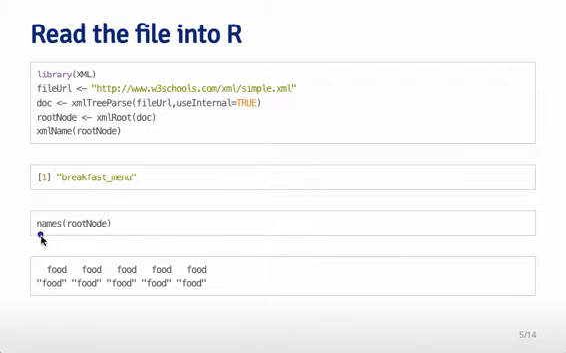You can also look at the names of the root node. When you do names of the root node, what it's telling you is what all the nested elements within that root node are. The root node wraps the whole document, and the whole document is a breakfast menu. Then there are 5 different breakfast items on this menu, and each one is wrapped within a food element. So you get 5 food elements if you look at names of the root node.